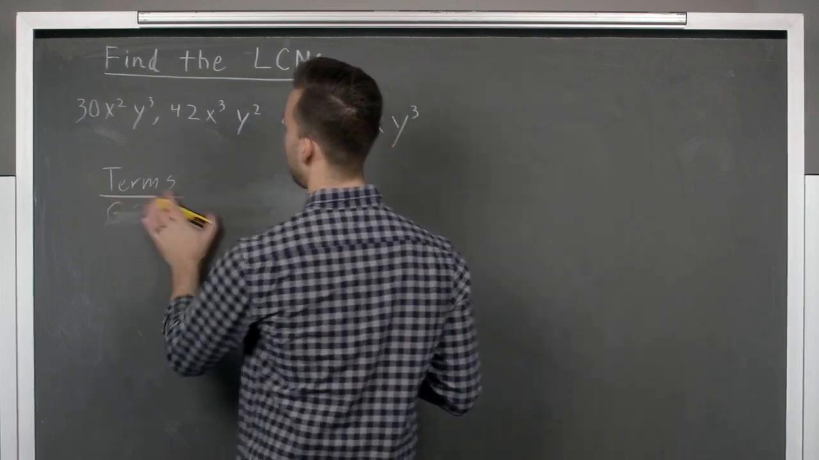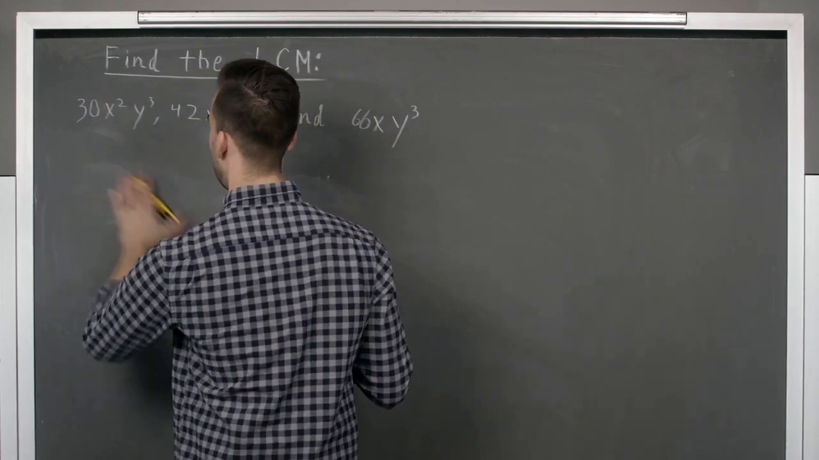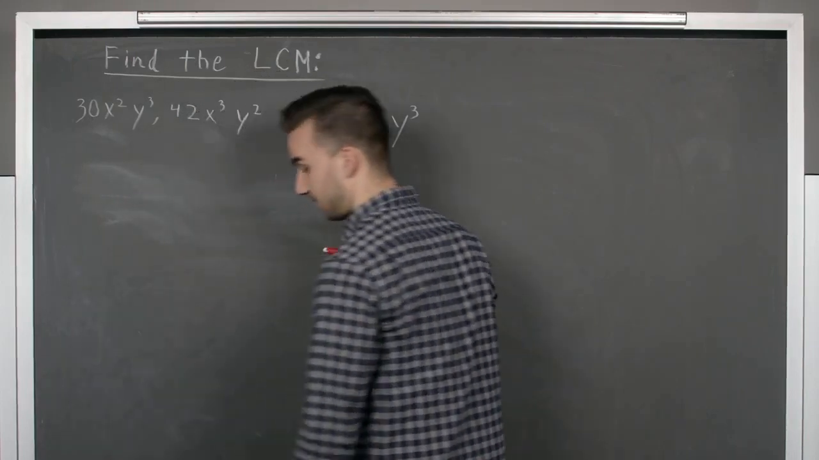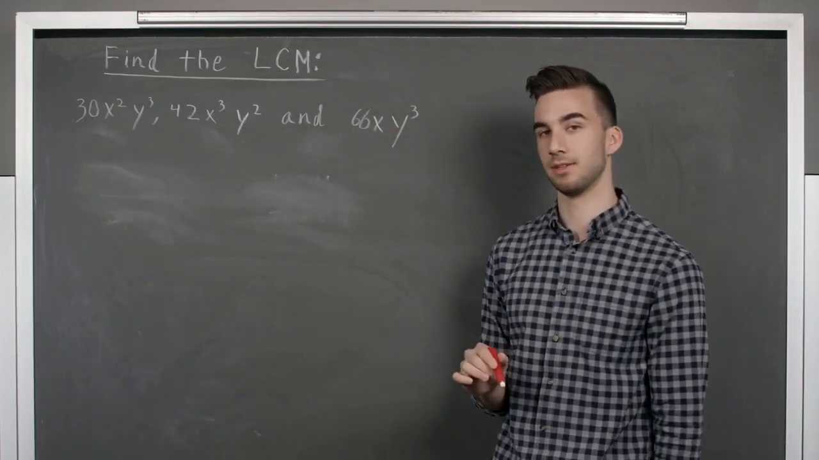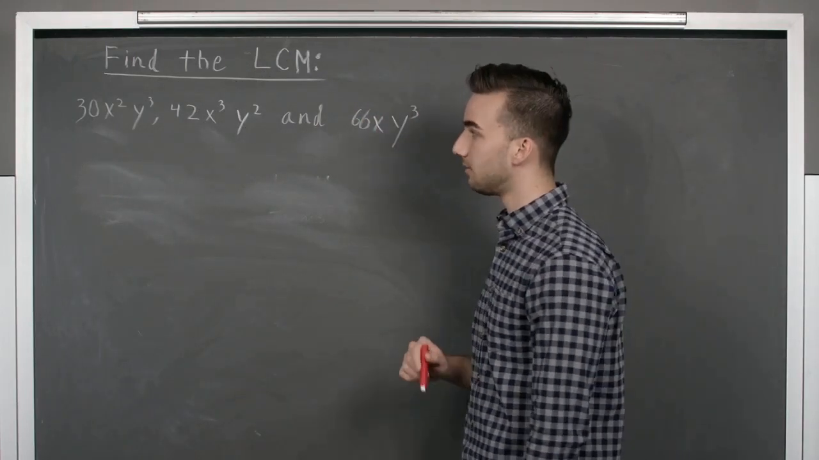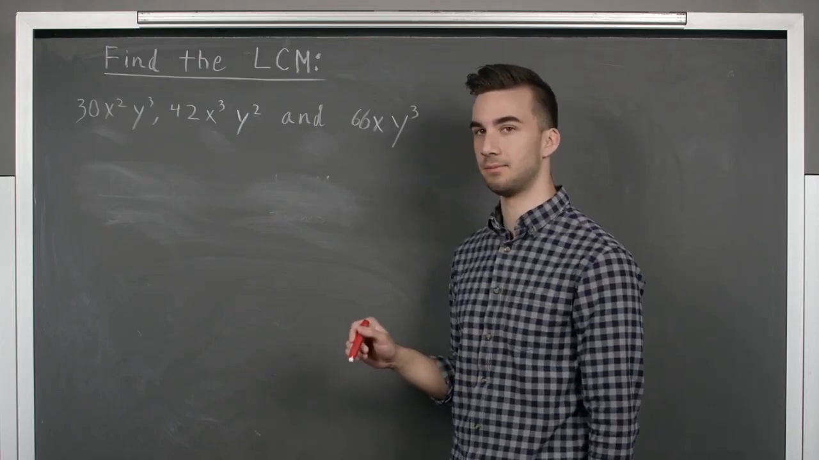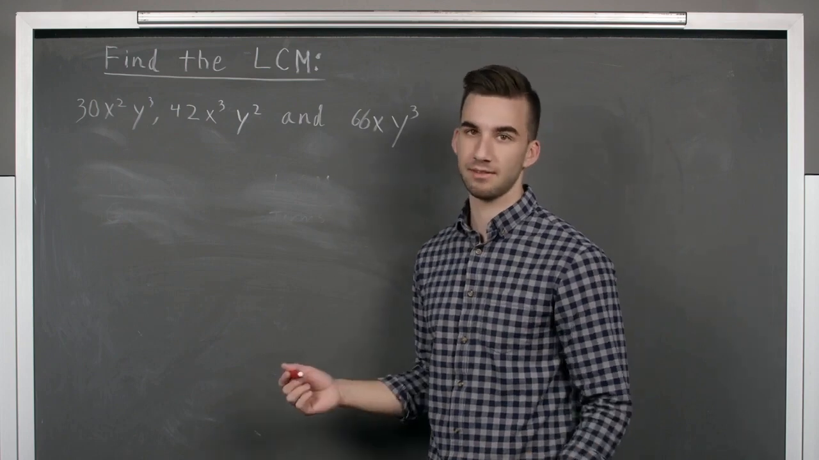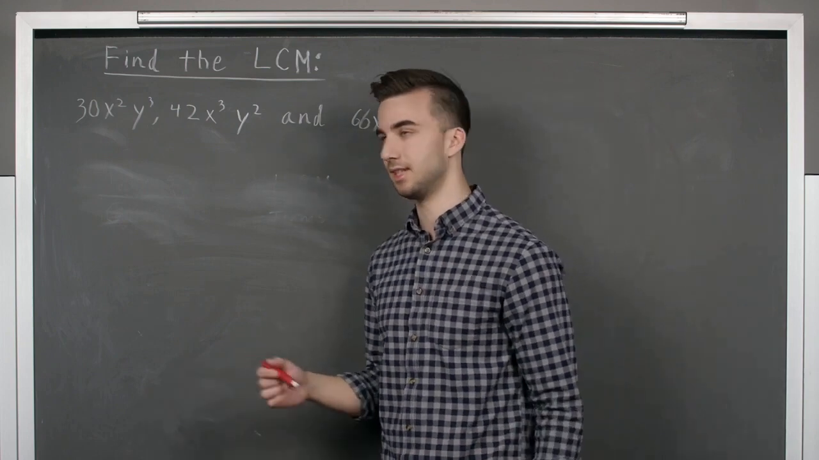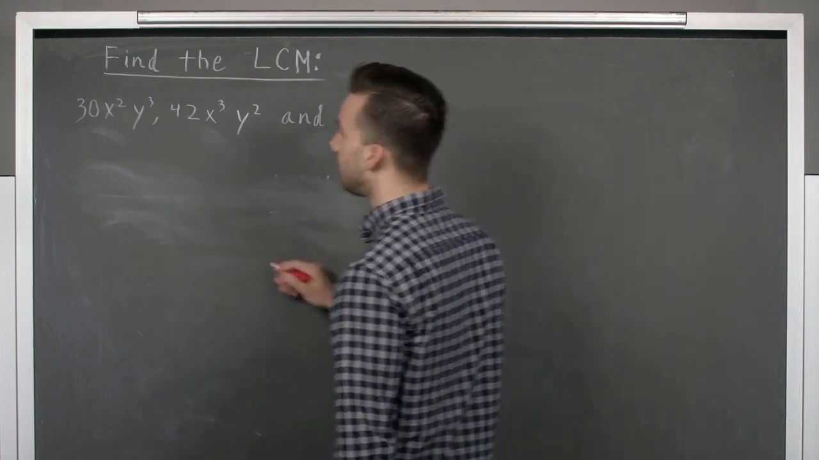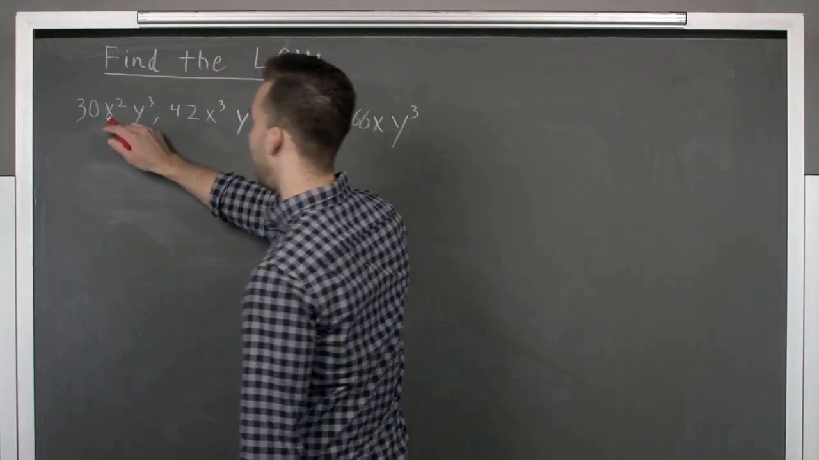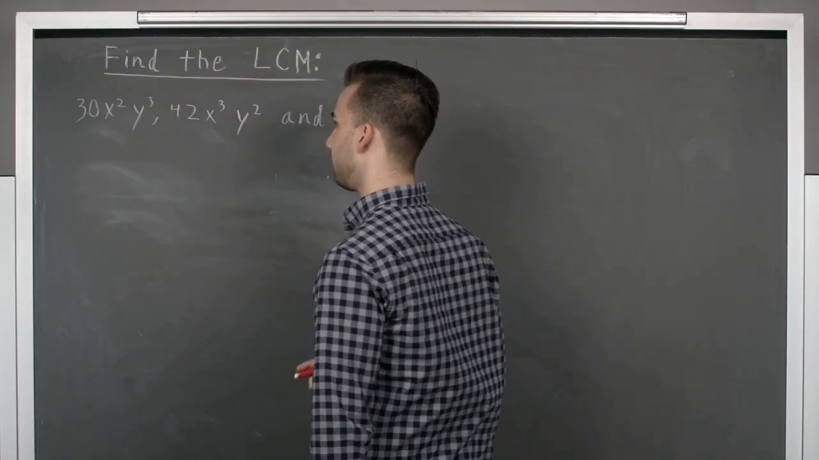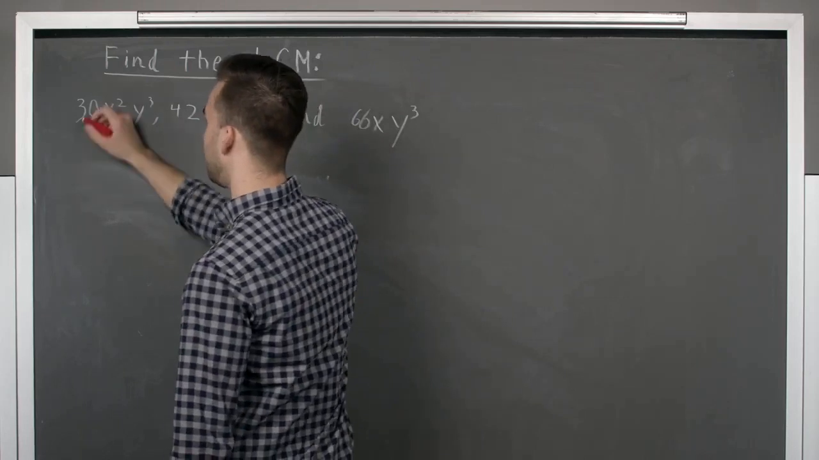Step 1 is to break each term into factors of prime numbers. Remember, prime numbers are numbers that can only be divided by 1 and that number. So 1's a prime number, 2's a prime number, 3's a prime number, 5, 7, 11, 13. You get the point? But we break it into prime numbers and multiples of each variable. So I'm just going to go ahead and do that.